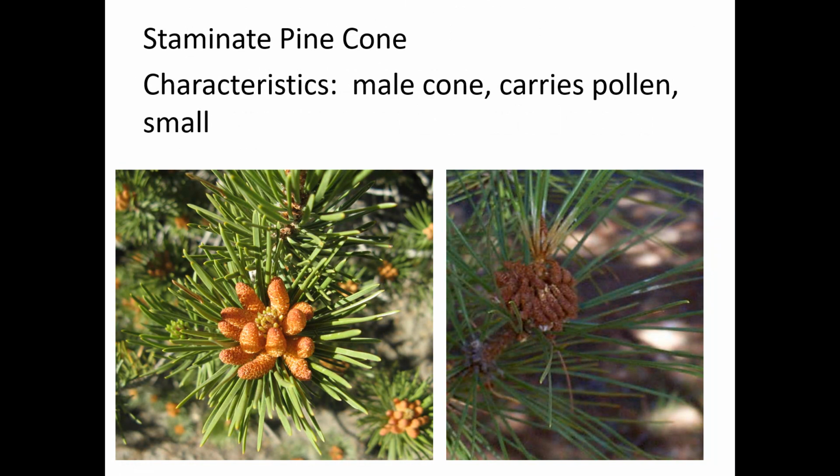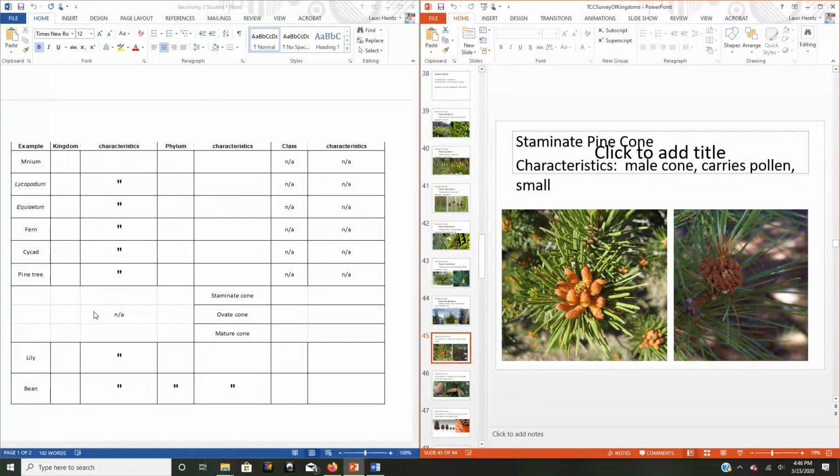Next little section, I'm going to back out again because they have a little section in here to talk about the cones that pine trees actually have. There's 3 different types of cones that they want you guys to be able to recognize, and the first one is going to be staminate cone. We're not putting classes or anything here. We are just going to put the characteristics of what that cone looks like.